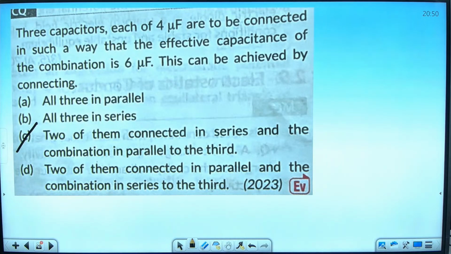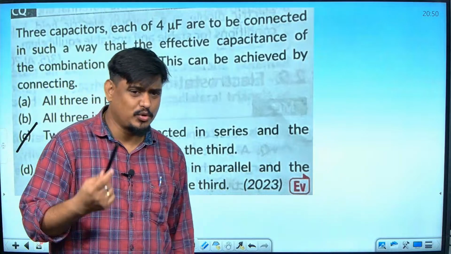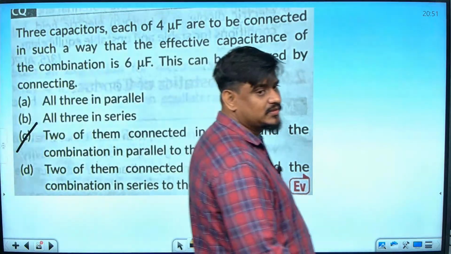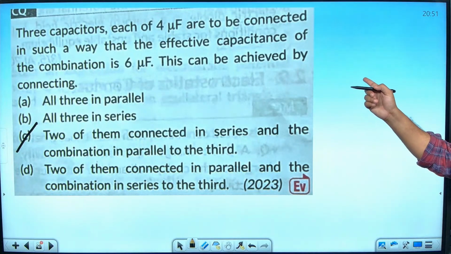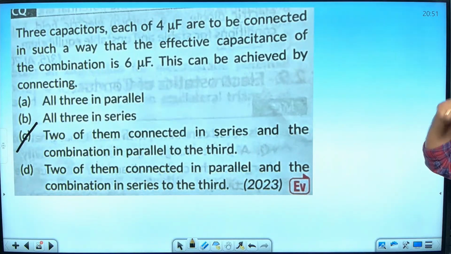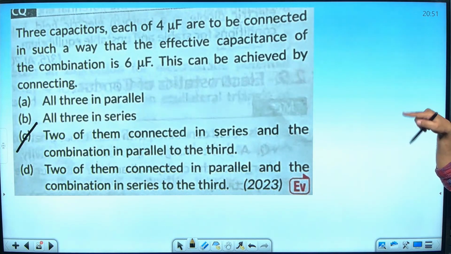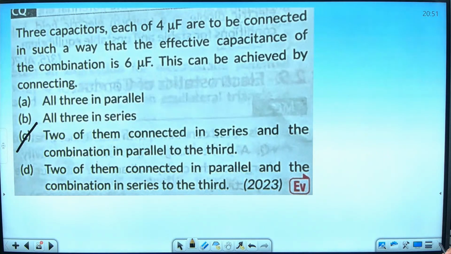4 and 4 in series: 4 into 4, 16 by 4 plus 4 is 8, so it will become 2. And then 2 and 4 in parallel, 6. Good. C is correct. I hope you are getting how C. If 4 and 4 are in series, 1 by 4 plus 1 by 4 is equal to 1 by C, so 2 by 4 will become 1 by 2. So C series will become 2. 2 and 4 are in parallel, you will add them. 2 plus 4 will become 6, isn't it? Understood? Simple question, isn't it?